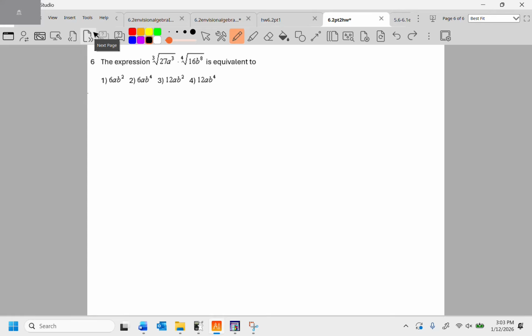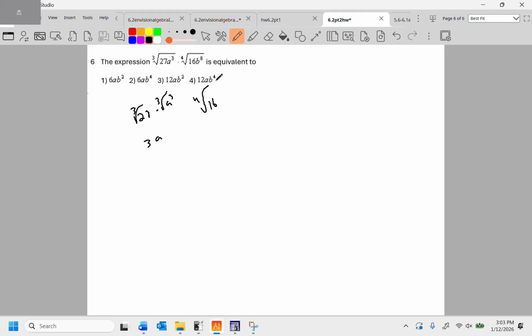Well, let's do 6. The expression, the cubic root of 27a cubed times the fourth root of 16b to the 8th is equivalent to what? So if you look at the first guy, it's the cubic root of 27 times the cubic root of a cubed. The cubic root of 27 is 3. The cubic root of a cubed is a. All right. Take a look at the second one.